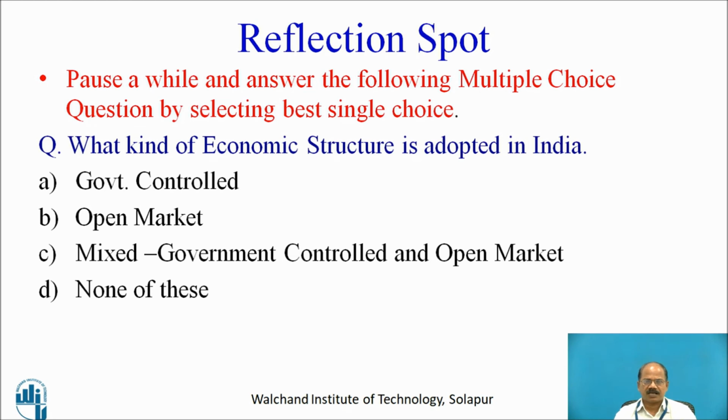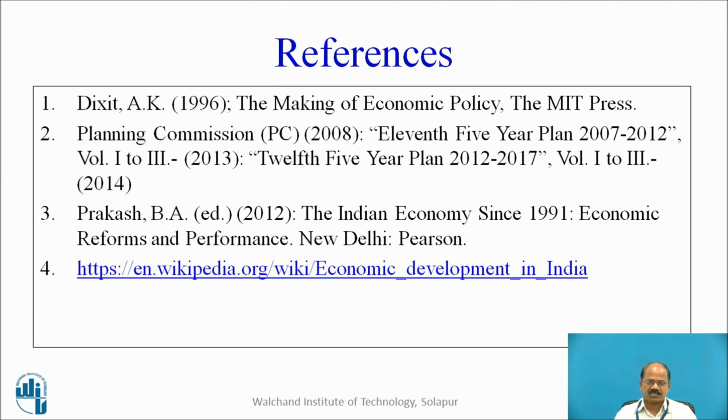Learners, here you are requested to take a pause and answer this reflection quiz. The question is, what kind of economic structure is adopted in India? The options available are government controlled, open market, mixed, that is government controlled and open market, and none of these. You can think and give the correct answer. Let me disclose the answer. The mixture of government controlled and private is the correct answer.